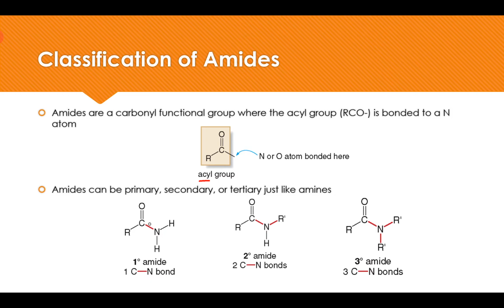To do that classification, we have to think about how many carbons our nitrogen is attached to. All amides are at least attached to one carbon, but secondary amides have 2 carbons, and then tertiary amides have 3 carbons. So we are classifying them just like we did with our amines.